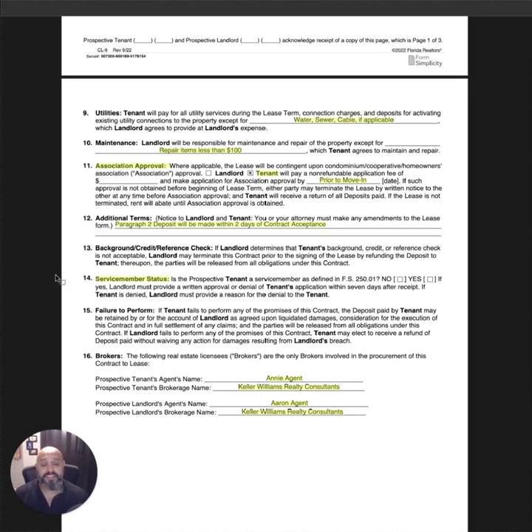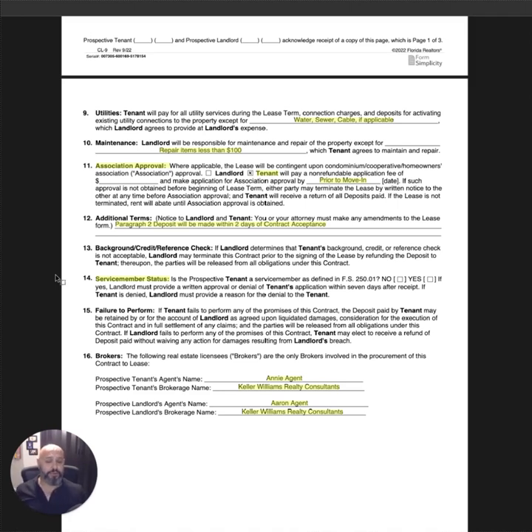Paragraph 14 says if it's a service member, there is a Florida statute that says if this is a service member, someone who is in the military, a landlord must provide written approval or denial within 7 days. If they're going to be denied, we need that within 7 days, along with a reason for denial of that service member. So anytime I'm preparing a contract to lease, I do ask them, are you a service member? Yes or no? And we're going to mark that in here. And if yes, the landlord has 7 days to make a decision of what they want to do.